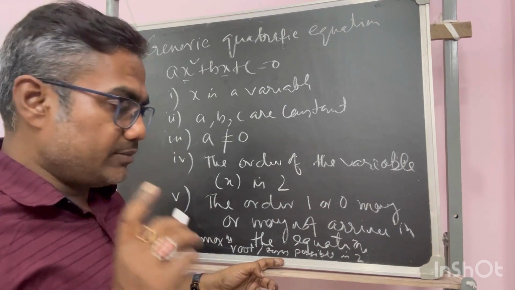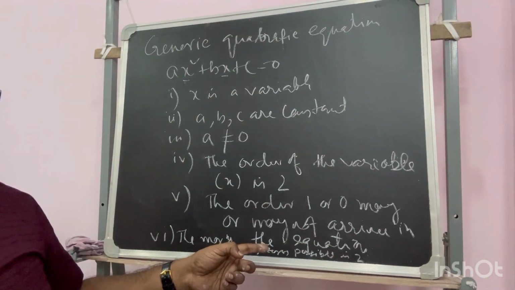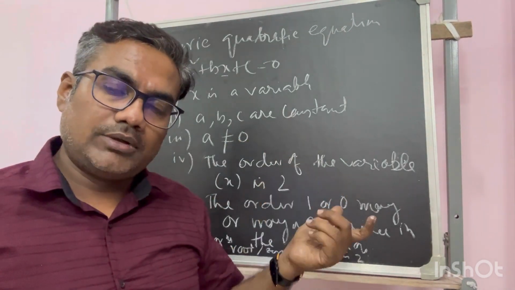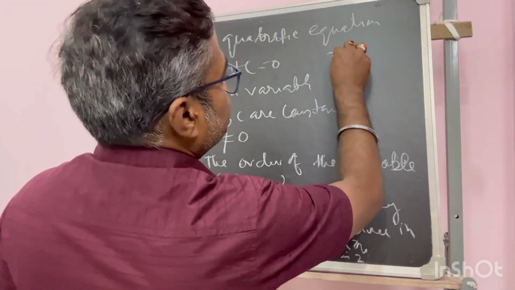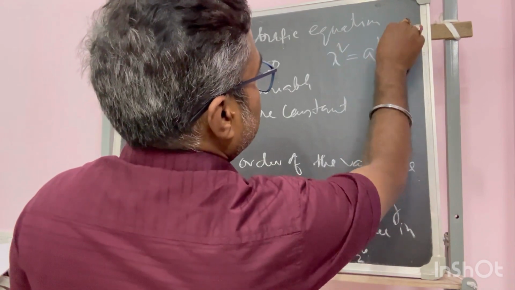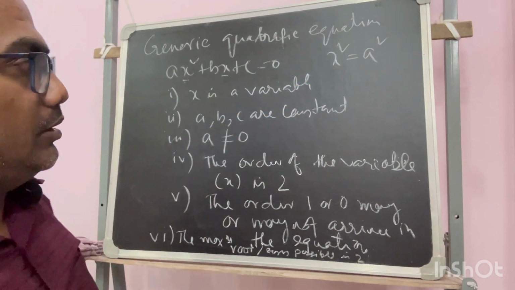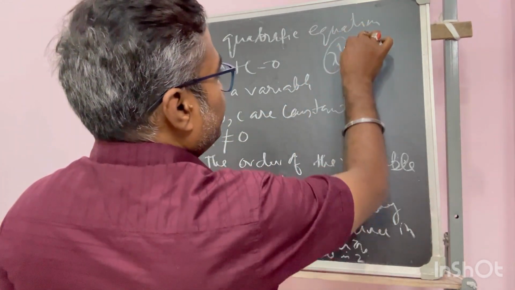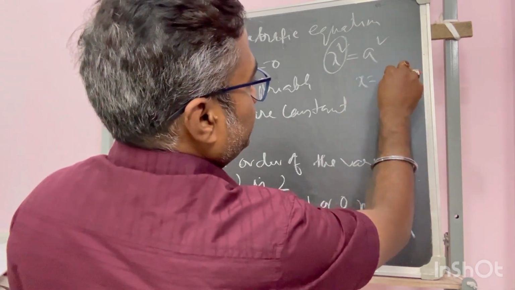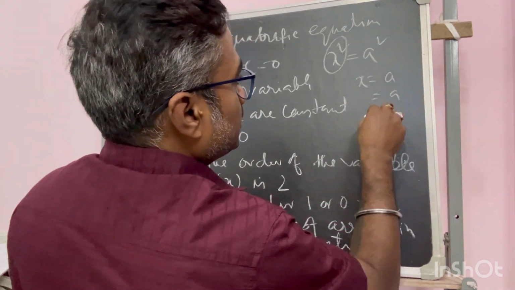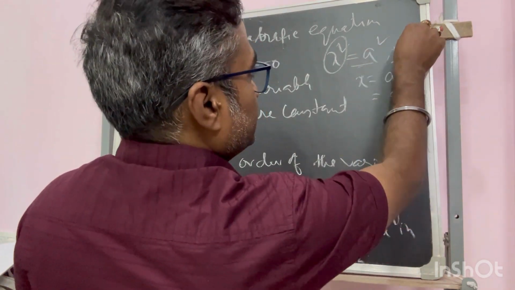Okay, why am I saying a single root is also possible? Because both roots can be equal. Say, for example, if I find some equation x square is equal to a square, it is still a quadratic equation. But the value of x can be a and a both. Now from this equation you can say it can be plus a, minus a. Yeah, that can be possible.